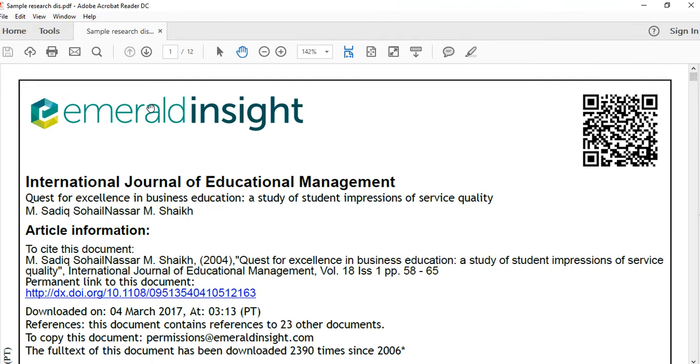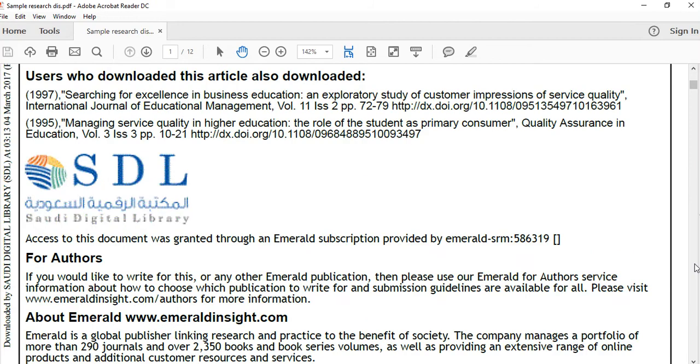This is the name of the database. You can note down. In Saudi Digital Library, it's arranged alphabetically. So when you go to the English database, you will see with E, you will find Emerald. Now Emerald, when you search for the keyword, see, I have downloaded it from Saudi Digital Library. I downloaded it on 4th of March 2017.